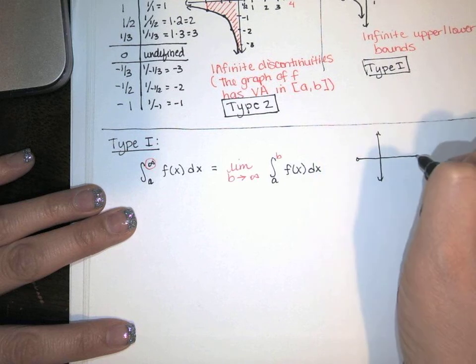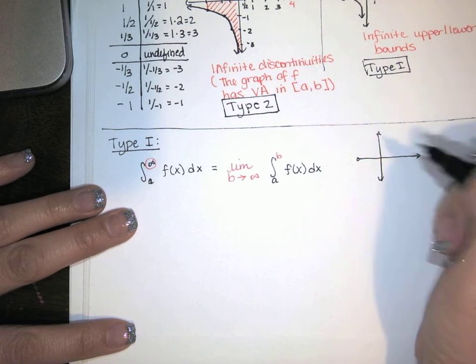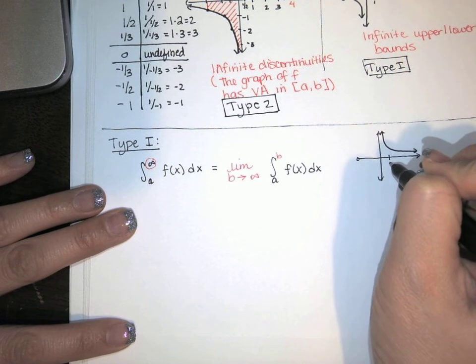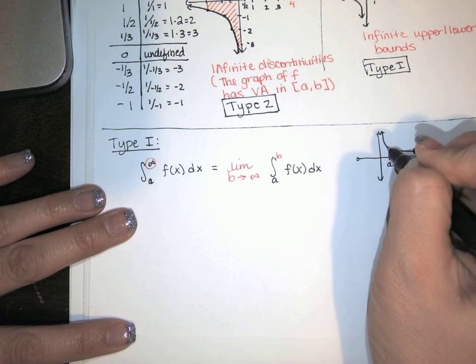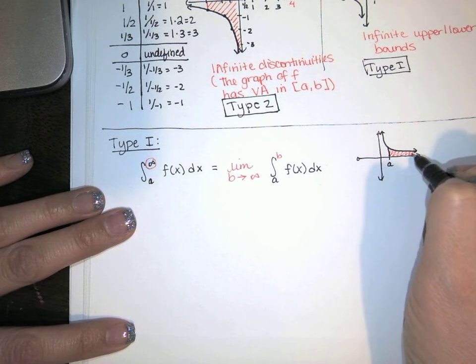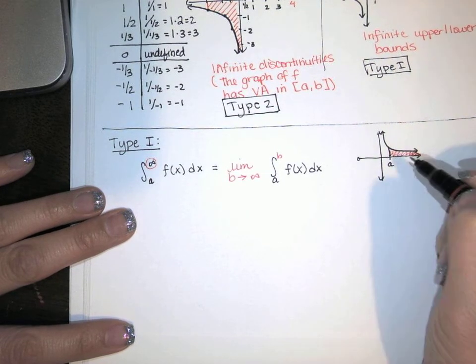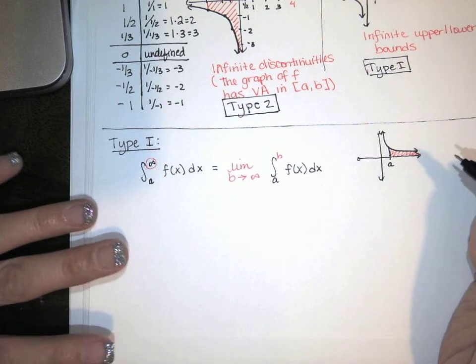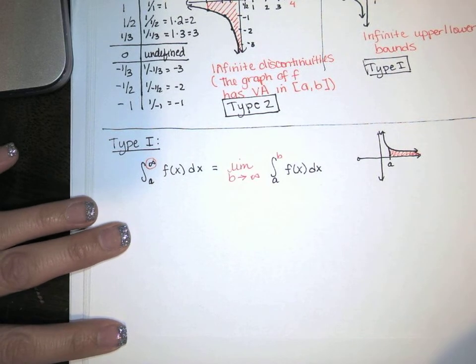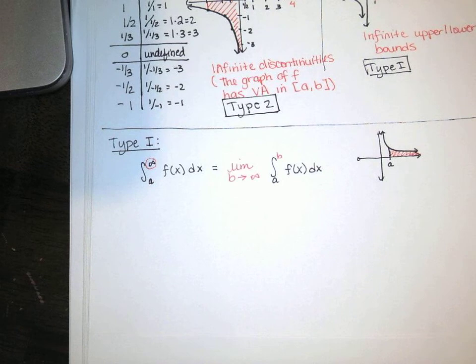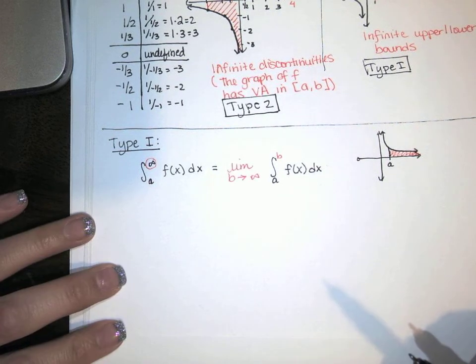And maybe it looks like 1 over x again. I don't actually know what it looks like, but maybe it does. Maybe it looks like this. We want to know what the integral is, or that unbounded area is, from a all the way to infinity, like all the way out there. We want to know, is that area finite? I know it seems impossible, but I'll show you a case when that area is actually approaching a finite number. But we can't do that using the fundamental theorem of calculus.